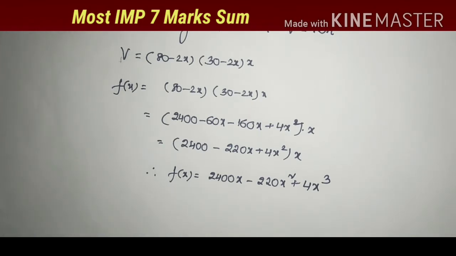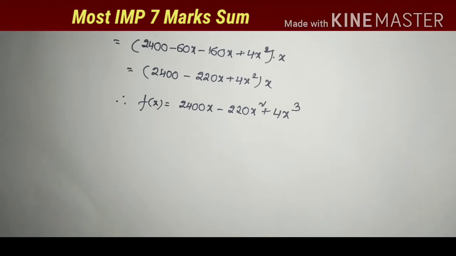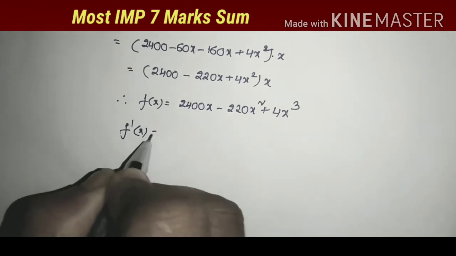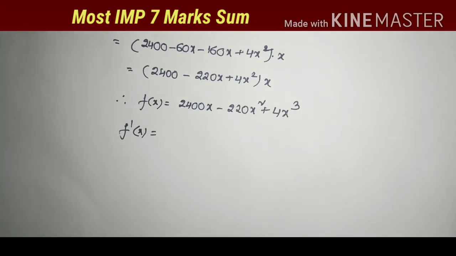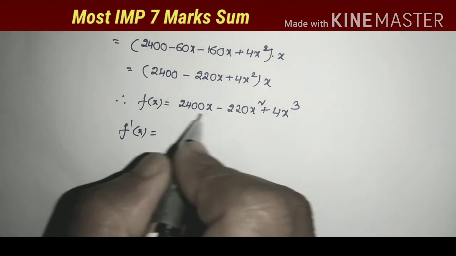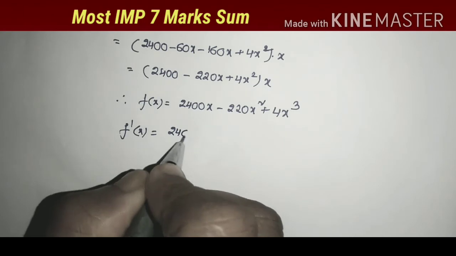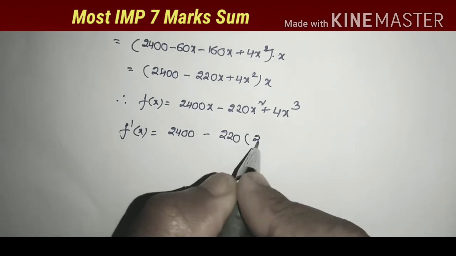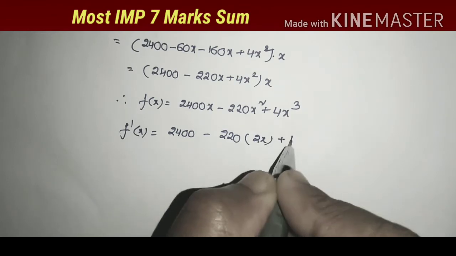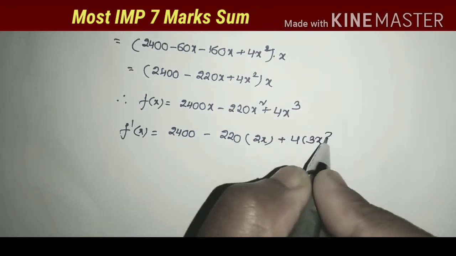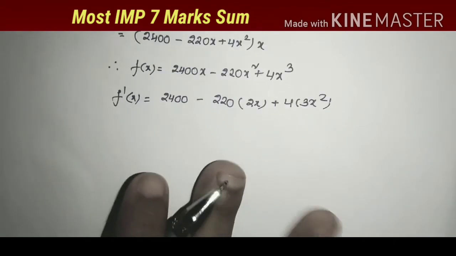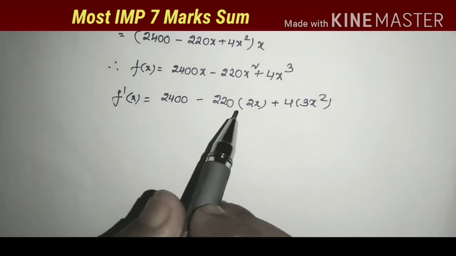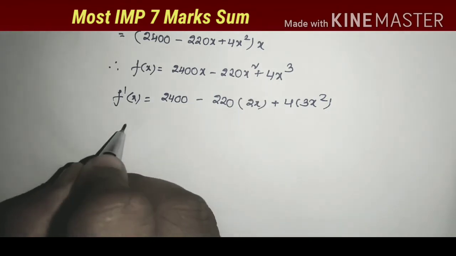Now the procedure is to find the maximum value. First we have to take f dash of x. What is f dash of x? Differentiating with respect to x: what is the derivative of 2400x? 2400. Minus 220 into the derivative of x square, which is 2x, plus 4 into the derivative of x cube, which is 3x square.